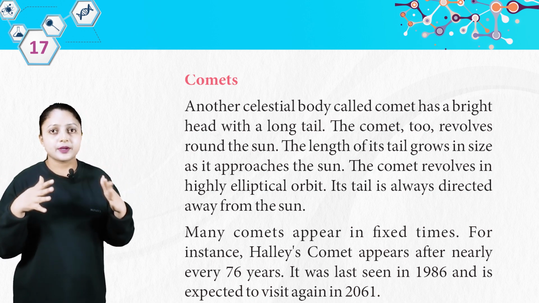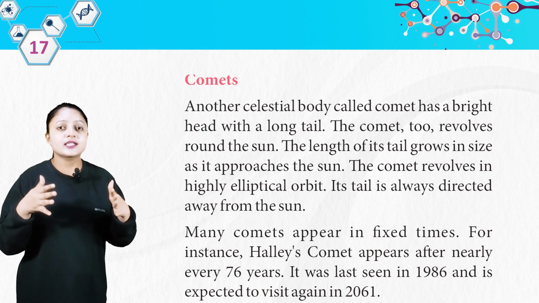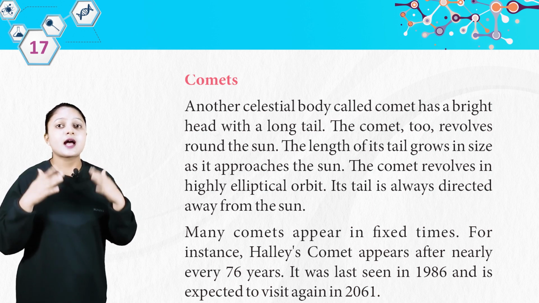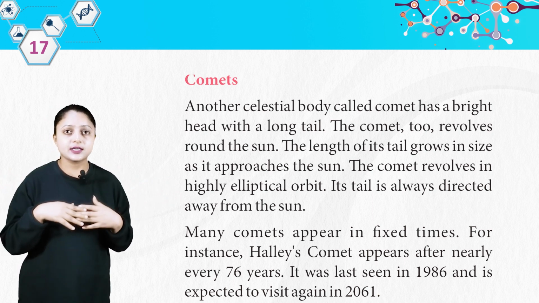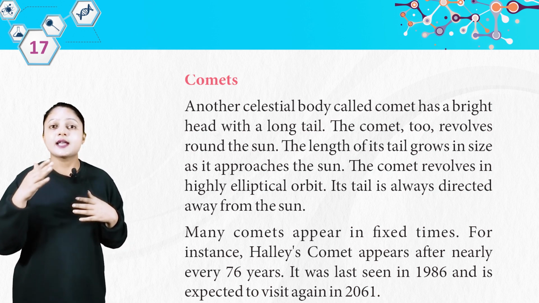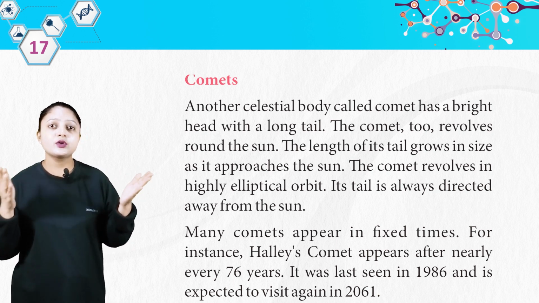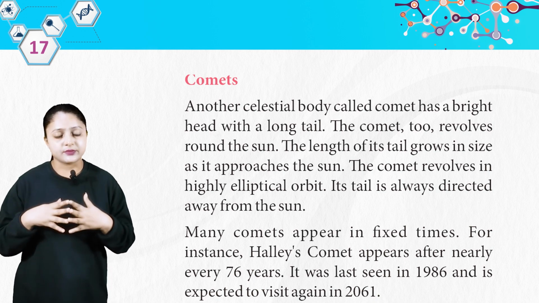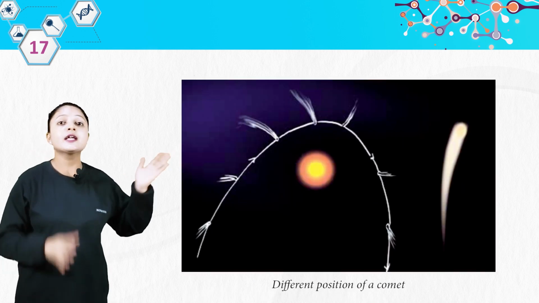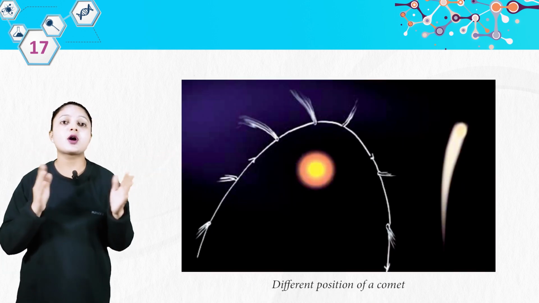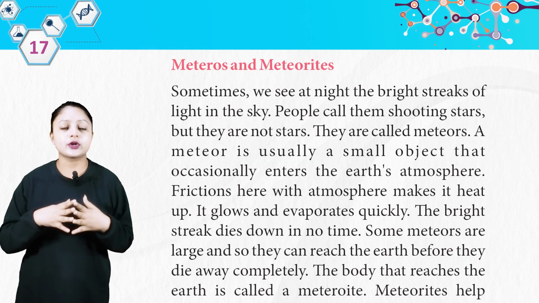Many comets appear at fixed times. For instance, Halley's comet appears after nearly every 76 years. It was last seen in 1986 and is expected to visit again in 2061. Look at this picture here. These are the different positions of a comet, meteors and meteoroids.